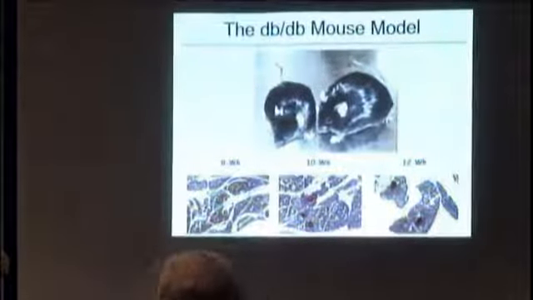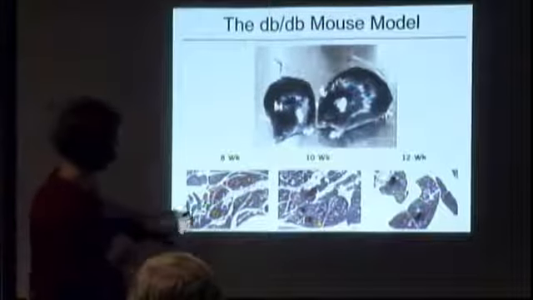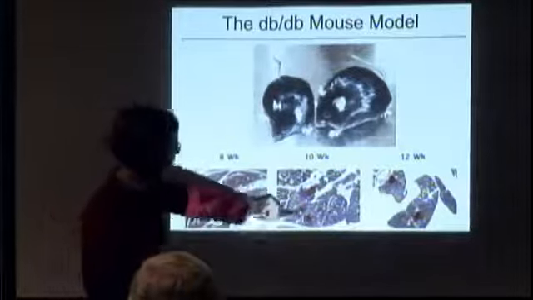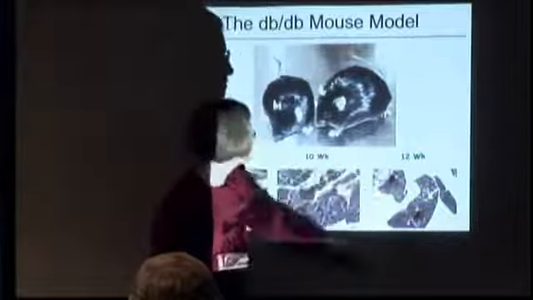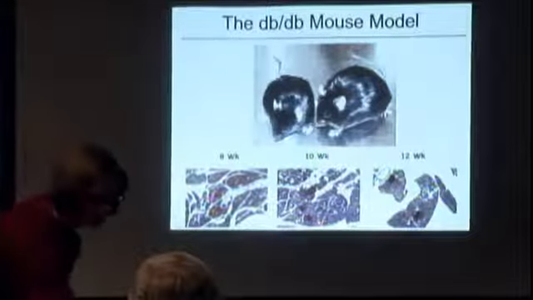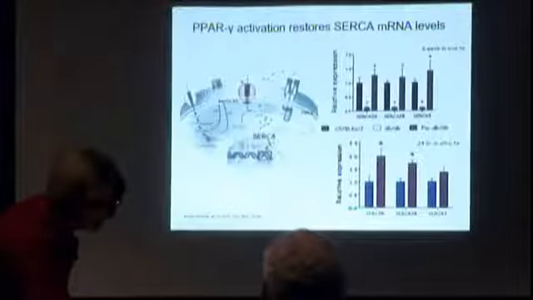What's interesting about this model is that they look very much like a person with type 2 diabetes. These are their islets at about 8 weeks. You can see them losing islet mass at 10 weeks. At 12 weeks, they're down pretty low. But they're a very good tool for us to look at a number of different things about type 2 diabetes.